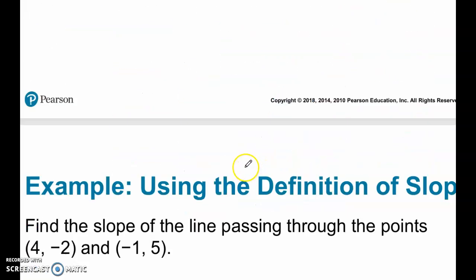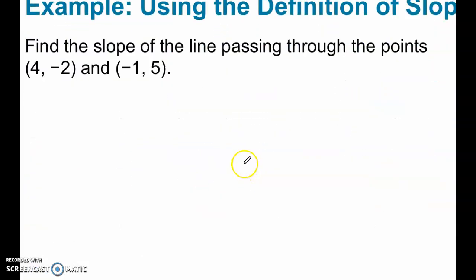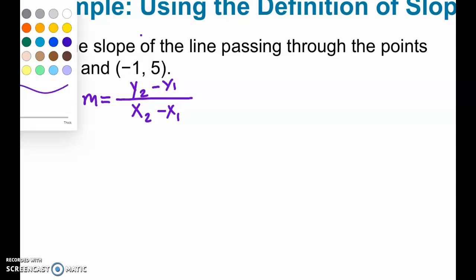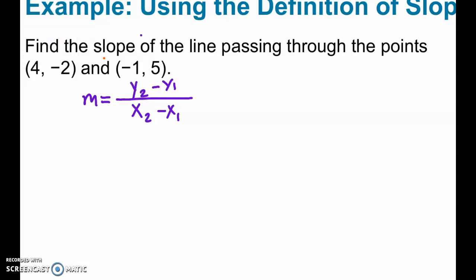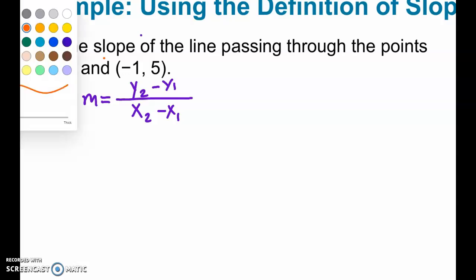So let's take a look at an example. It says find the slope of the line passing through these 2 points, (4, -2) and (-1, 5). So I'm going to write the formula from my formula sheet. I'm going to label the 2 points. So I want to make sure that I label them like this.